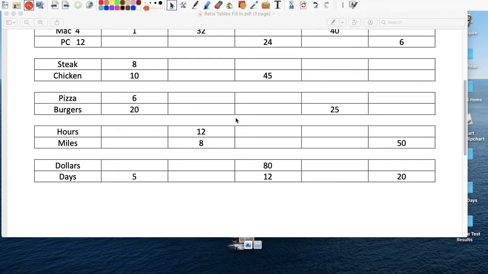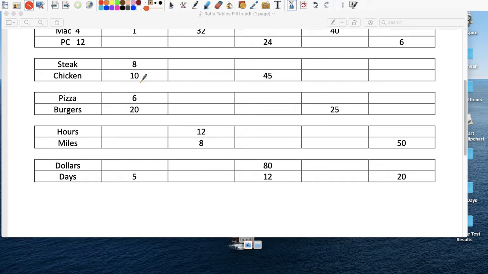So 8 over 10. This one I can't do up and down. So again, this I think we did it in class, right? How did a 10 become a 45? Well, there is no whole number. We can possibly use a decimal. No, you can use a decimal, but I don't want you to use decimals for now.